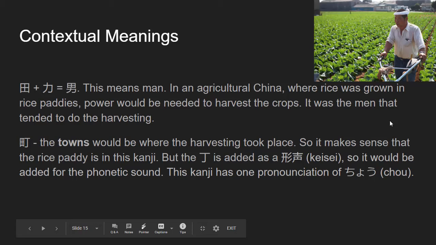Let's go to some contextual meanings. You got rice paddy, and this is the kanji for power, which makes man. So you can imagine in agricultural China, they're growing the rice and they need power to be harvesting the crops. It was usually the men that did the harvesting, so you can see how that would make man out of that. Again, for towns, you'd have the fields and more people in order to feed more people. So it makes sense that the rice paddy is in the kanji.